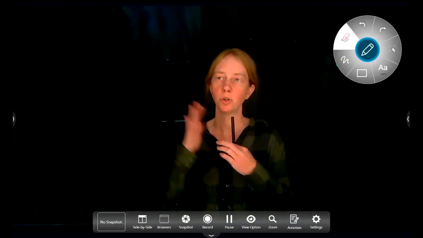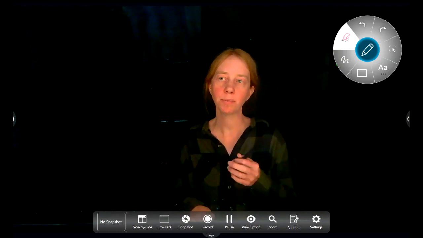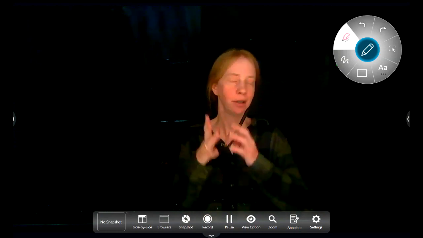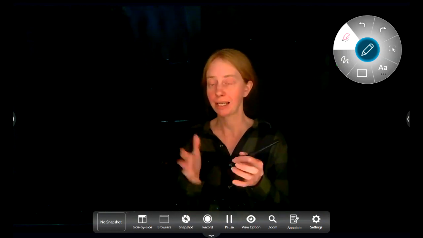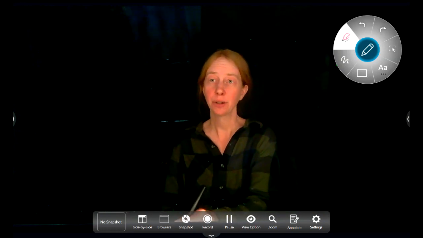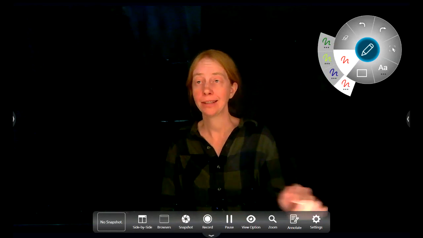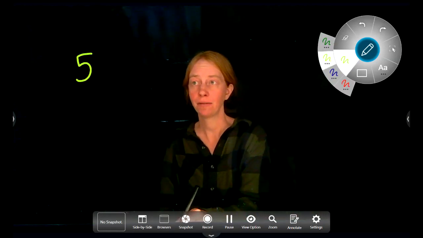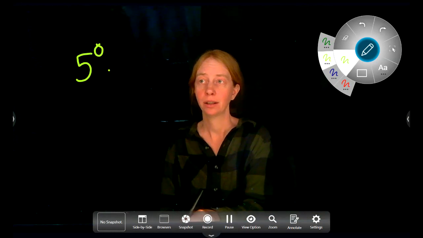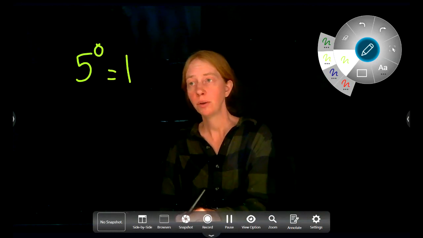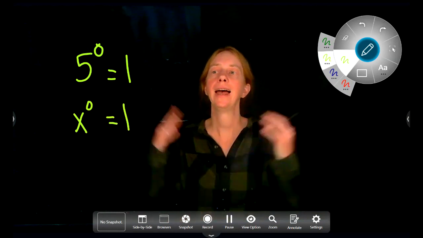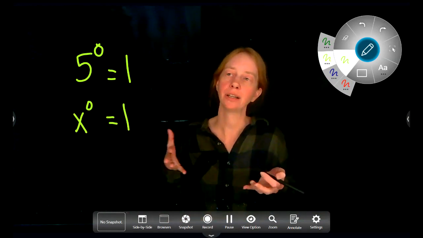Alrighty, so we have come to our topic on zero exponents and negative exponents. I'm going to start with zero exponents because this is super great. Here's what happens. If you have a zero as an exponent, like 5 to the 0 power, it equals 1. If you have x to the 0 power, it equals 1. Anything to the 0 power equals 1.